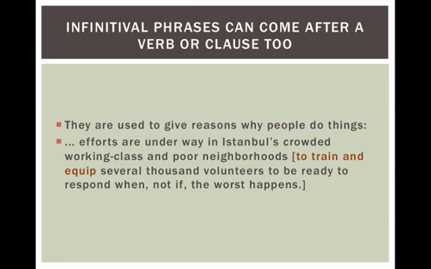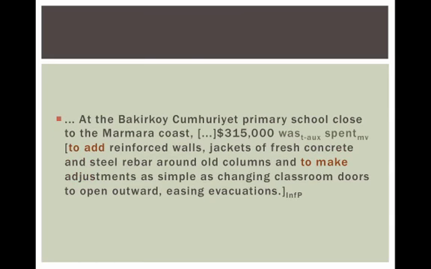So they can come after a verb or a clause too. And here's an example. I'll give you a minute to look at it. And here's another one. See, we see it after the verb phrase was spent to add. We can again add the in order to: was spent in order to add reinforced words and in order to make adjustments. So this is a pretty good test, this in order to thing. If it doesn't make sense, you're not in the right place. You're not identifying an infinitival phrase.